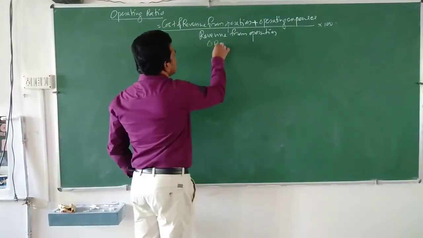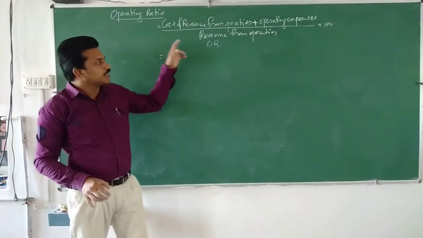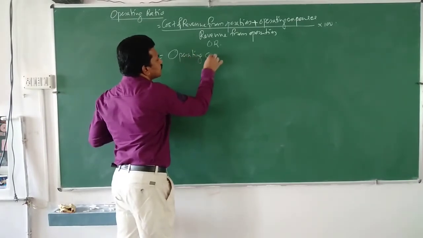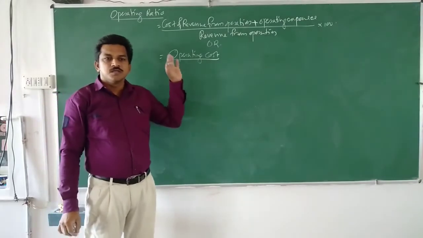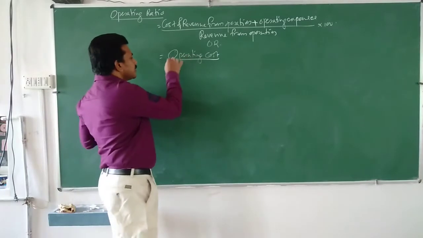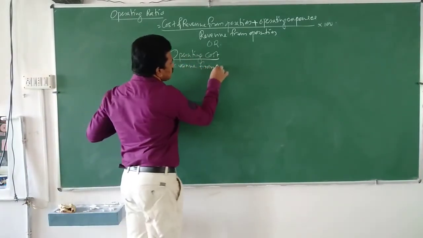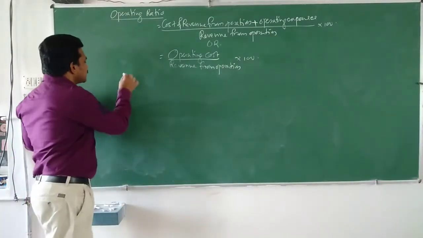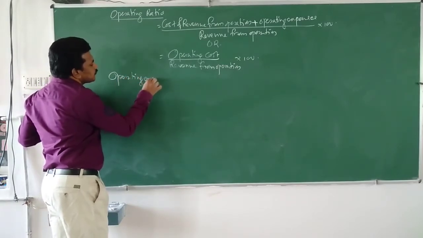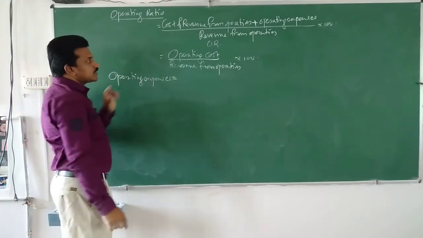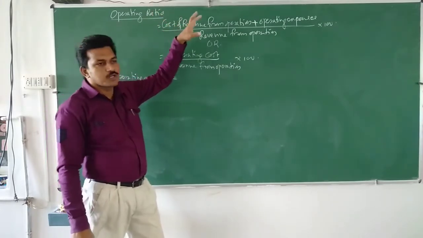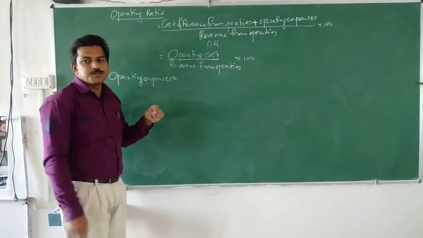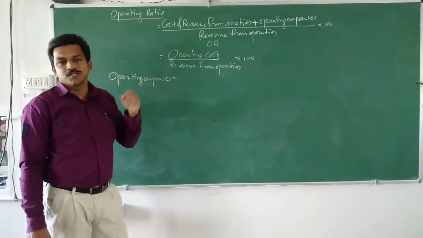Or in another way we can calculate: cost of revenue from operation and operating expenses, they are together called operating cost. Operating cost means all the expenses related to trading activities. Operating cost divided by revenue from operation into 100. Okay, then what is operating expenses? The cost of goods sold plus all the expenses is called operating cost. Then, what is operating expenses? Operating expenses means all the indirect expenses related to production and distribution of goods.